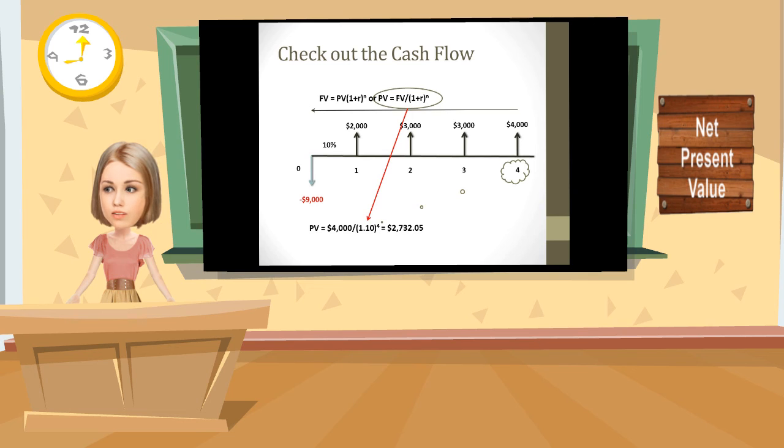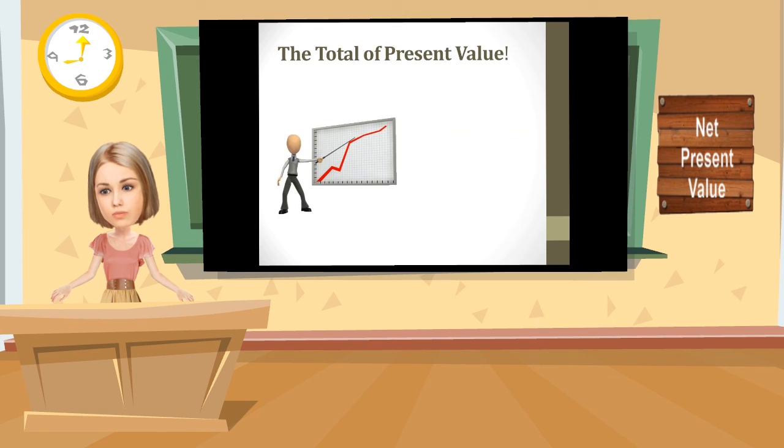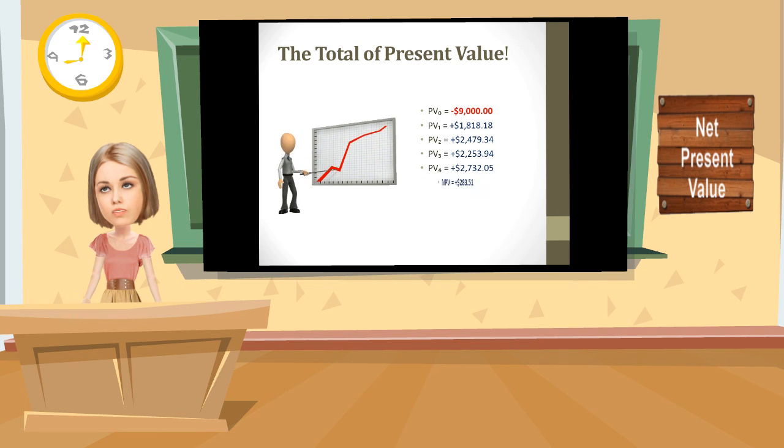So what is our next step? We will need to add up all the present values and determine the NPV, which totals to $283.51. Let me explain what our end results show.